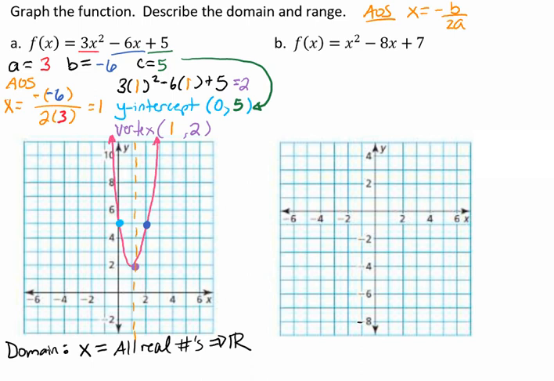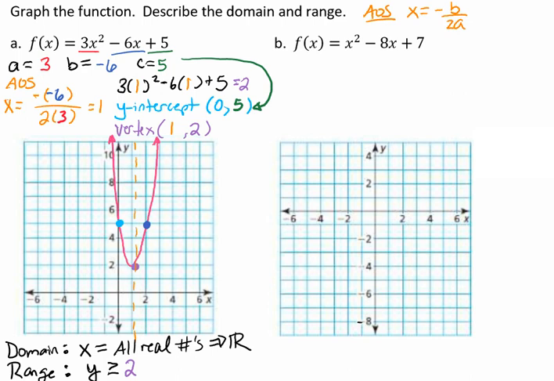Let's talk about the range. The range here is what y is allowed to be. If we take a look at our function, we see that there is a minimum point that occurs at our vertex. Because we have a minimum and our graph is opening up, that tells us that our y value must be greater than or equal to the minimum value. And that minimum value is 2, which happens to be the y value of our vertex.